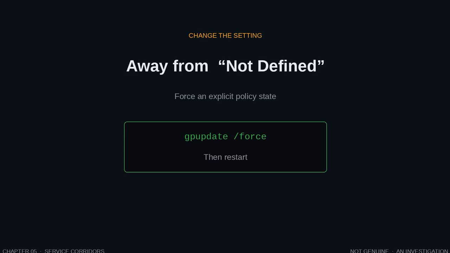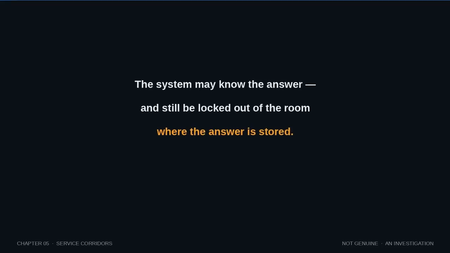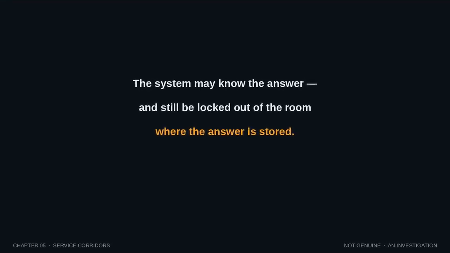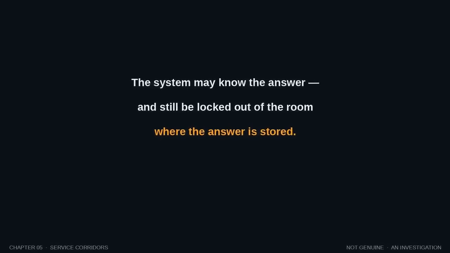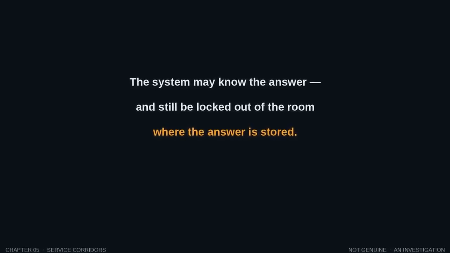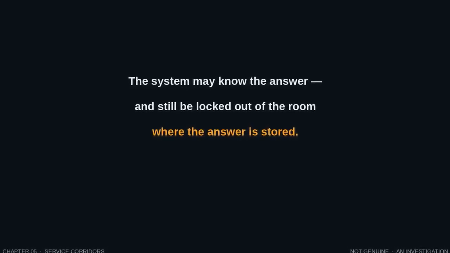Group policy is like rewriting the building's access list, so the guard who checks IDs is even allowed to stand at the door. If plug and play is misscoped, the machine may know its own story and still fail to tell it. And yet there is one more locked room. Sometimes the policy looks correct, the service is present, and the last failure is raw permission on a registry hive that the network service account must read. The system may know the answer and still be locked out of the room where the answer is stored.